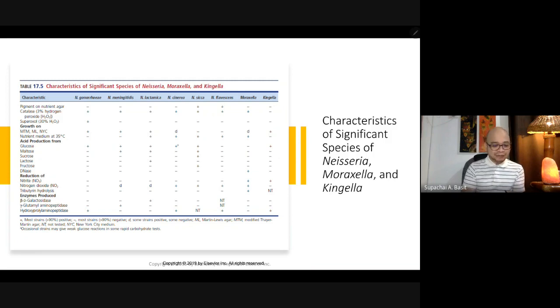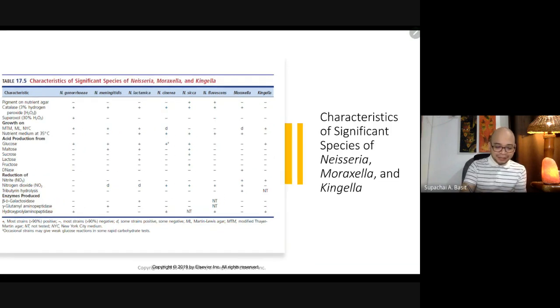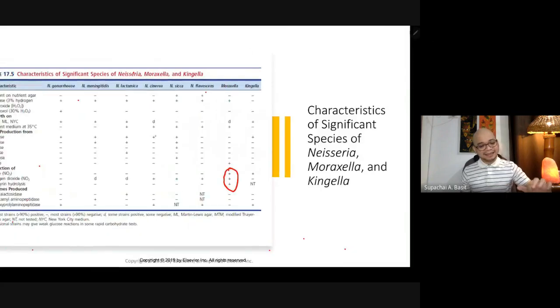But just to give you an idea, these are important characteristics for Moraxella. Moraxella can reduce nitrate and nitrite, and it has tributyrin hydrolysis. Okay, so that's one feature that is kind of unique for Moraxella.